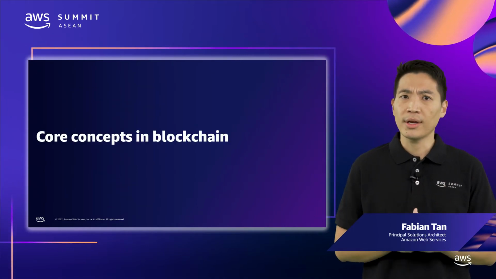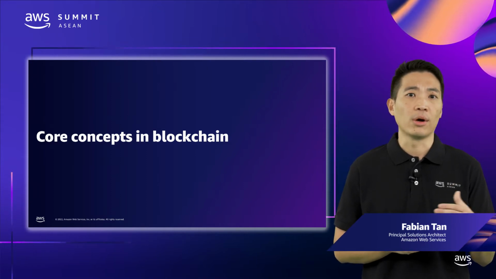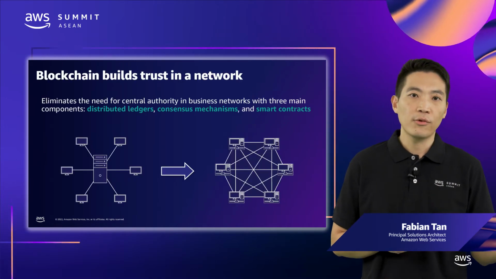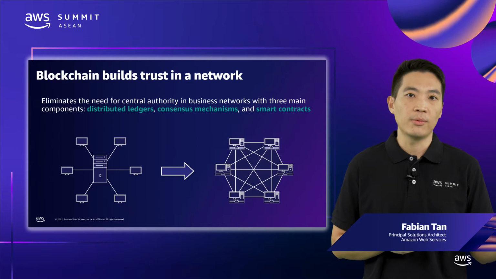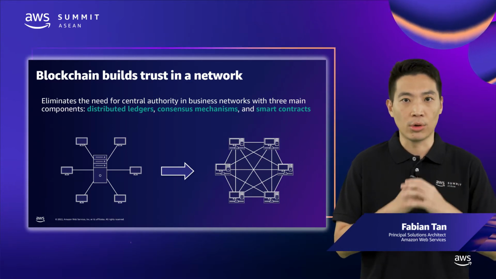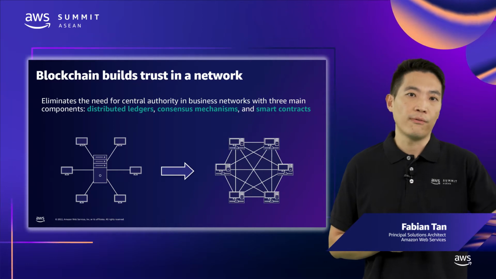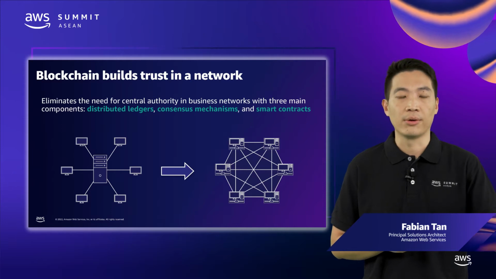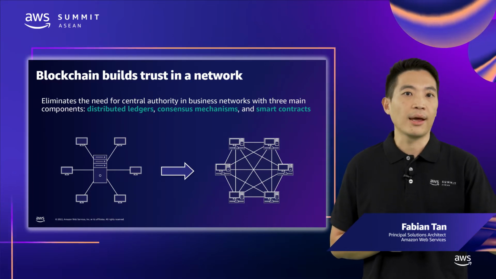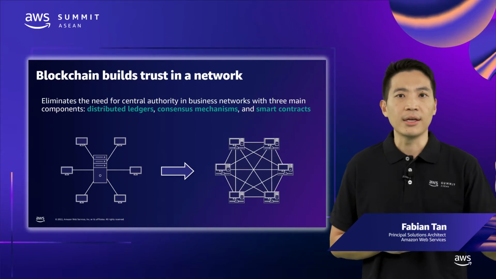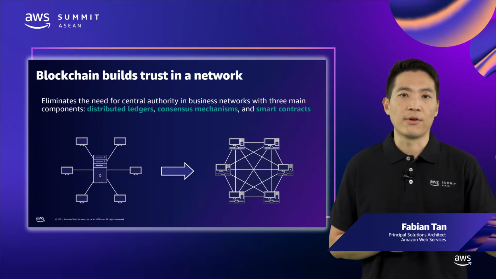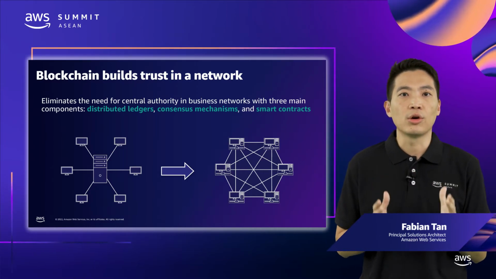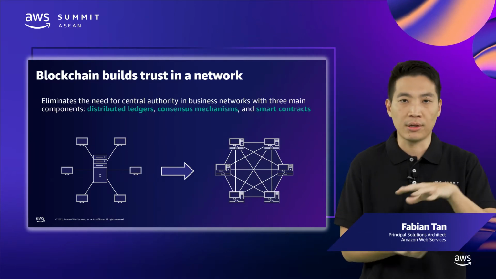So now, let's look at some basic concepts in blockchain that will help to frame the session and understand the services that AWS provides. First and foremost, the blockchain builds trust in the network and eliminates the need for a central authority. It has three main components. First, the distributed ledger technology to ensure changes to the chain are immutable and transparent. Next, we have a consensus mechanism to secure the network. And finally, there is the smart contracts execution environment that enables the blockchain to be programmable. Together, these components enable secure multi-party transactions without a centralized authority.